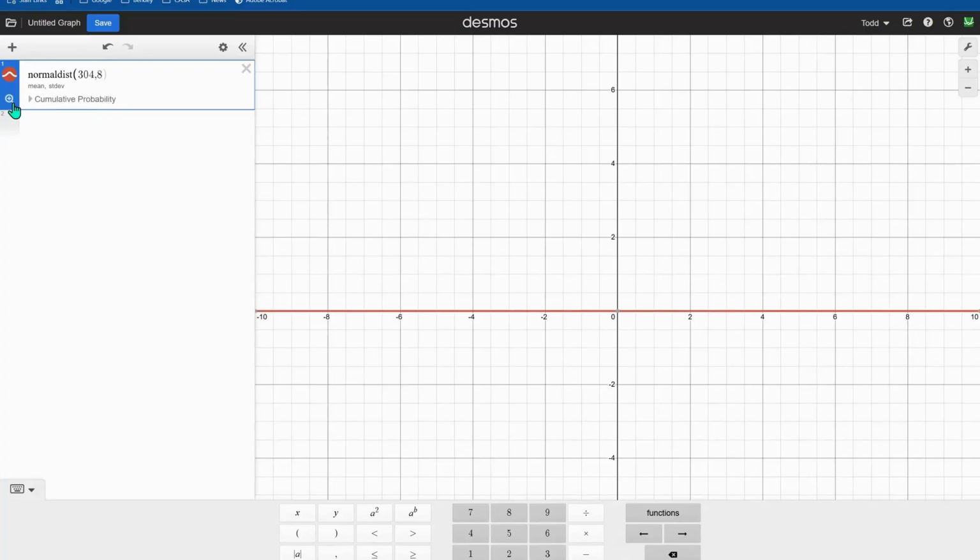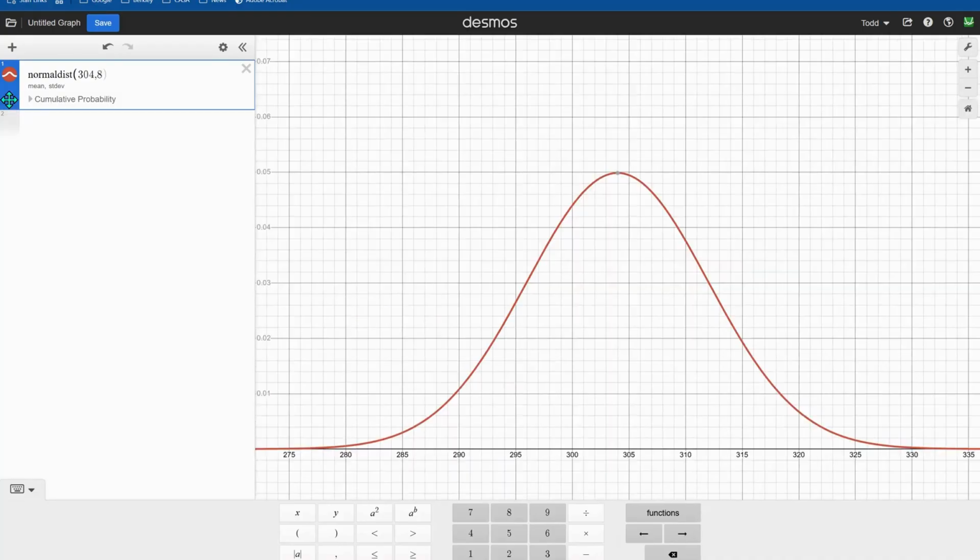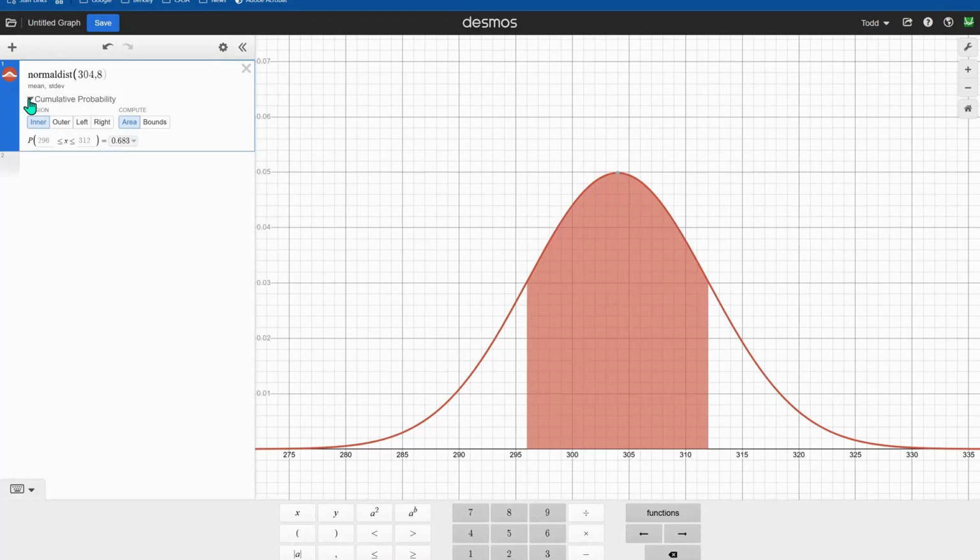Then I'm going to hit this little magnifying glass with a plus sign, and it'll take me to the part of the graph that actually shows this. You can see that it's centered at 304, and it's got about the right standard deviation. Now, if I want to do a calculation like what percentage of his drives were at least 290, I'm going to click on this little triangle and choose cumulative probability. And then you can see that part of this is shaded in.